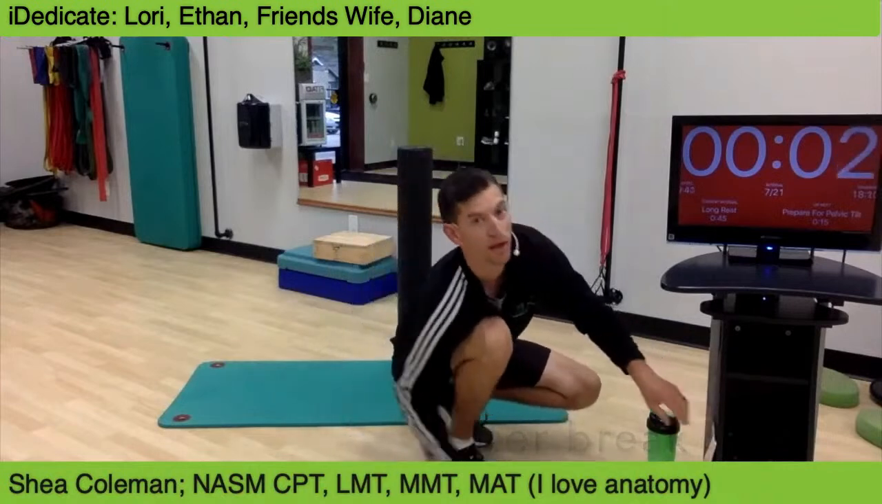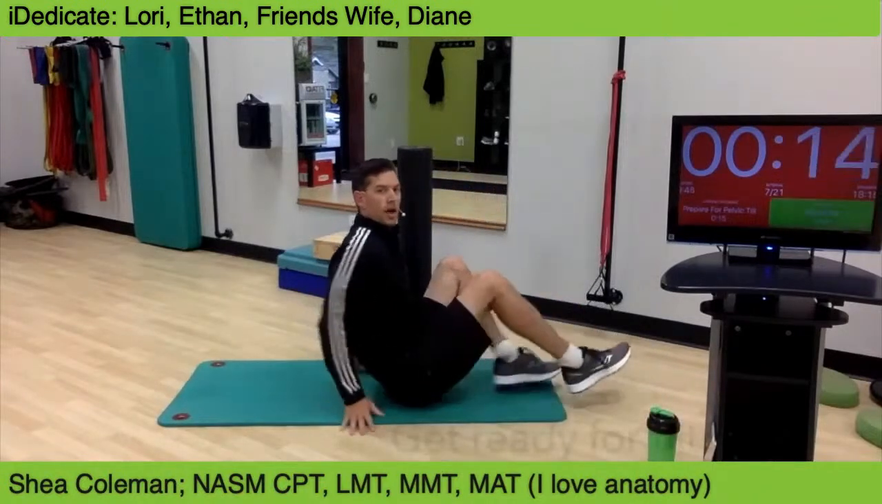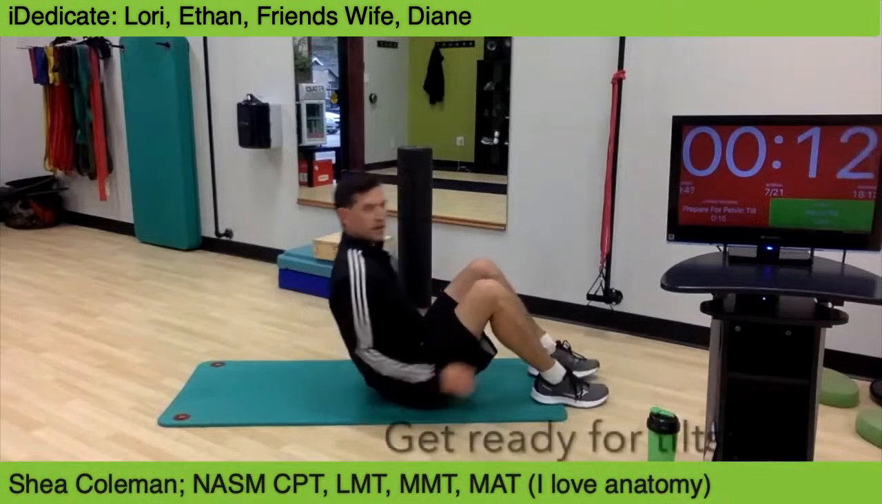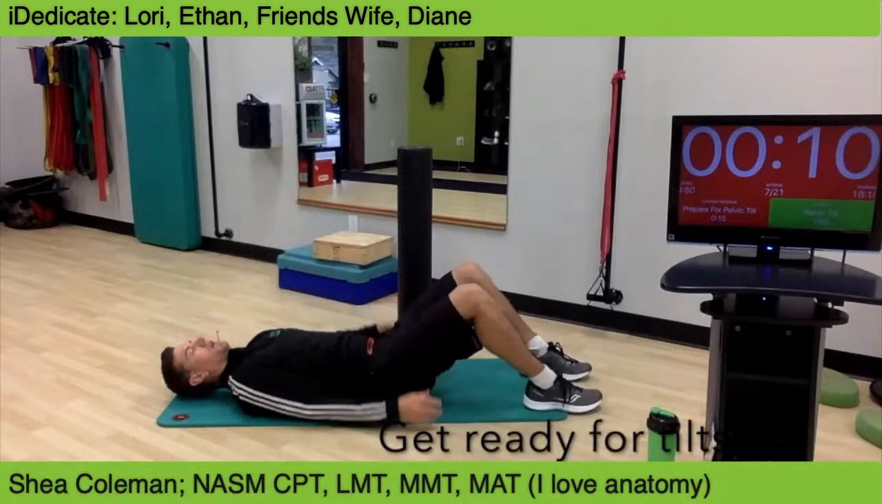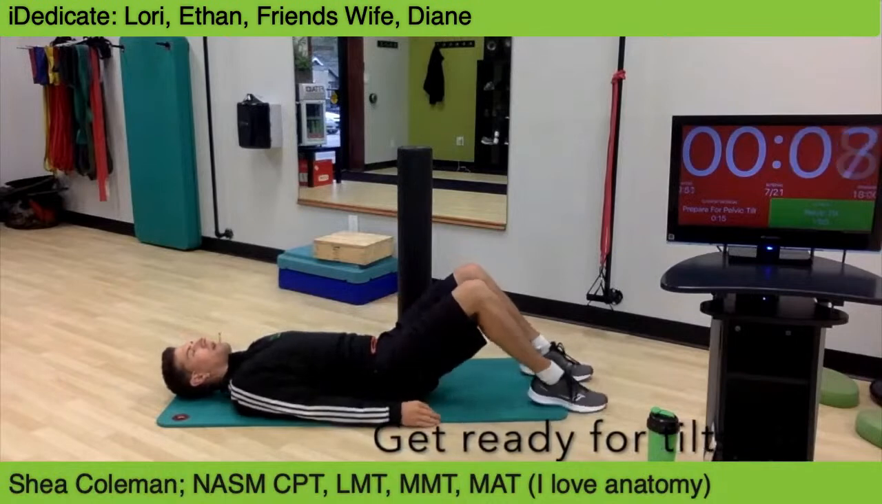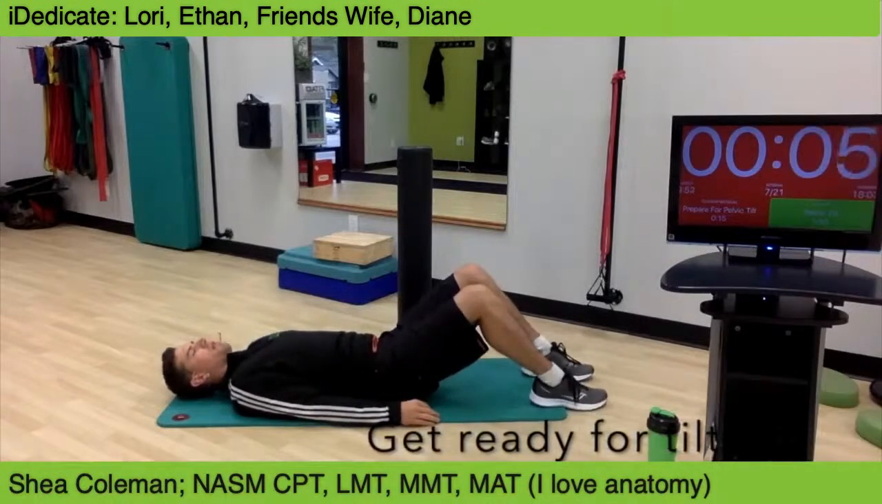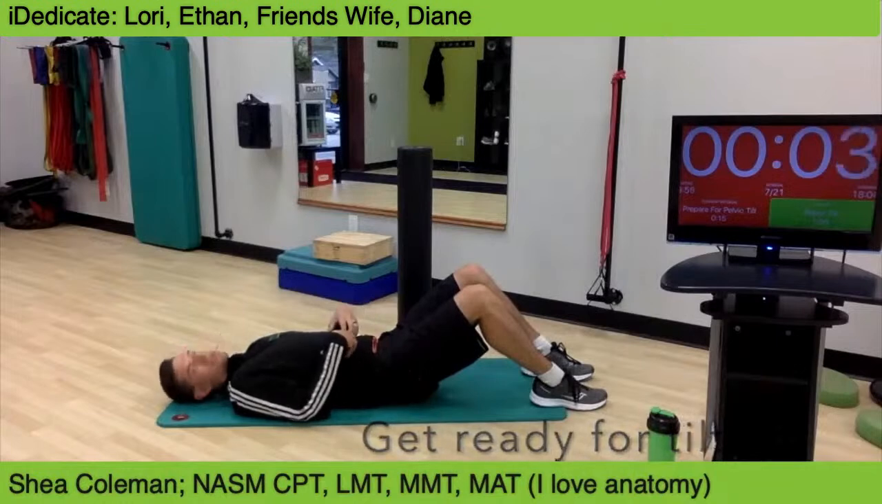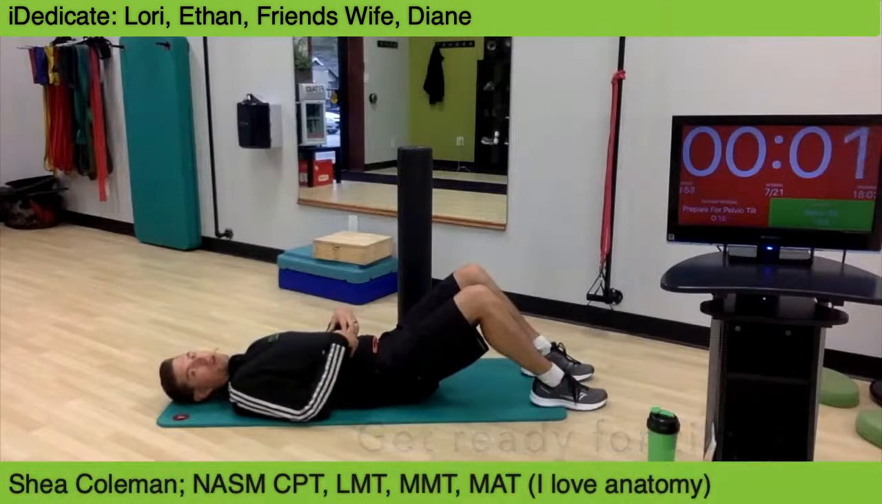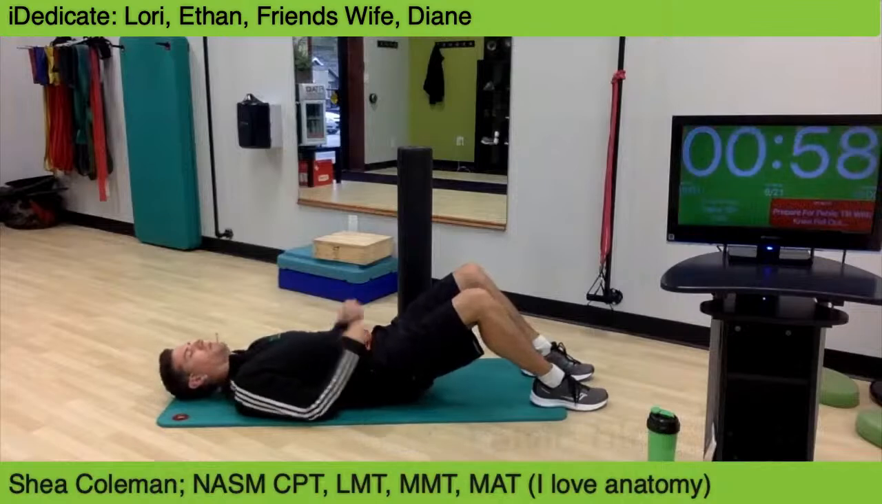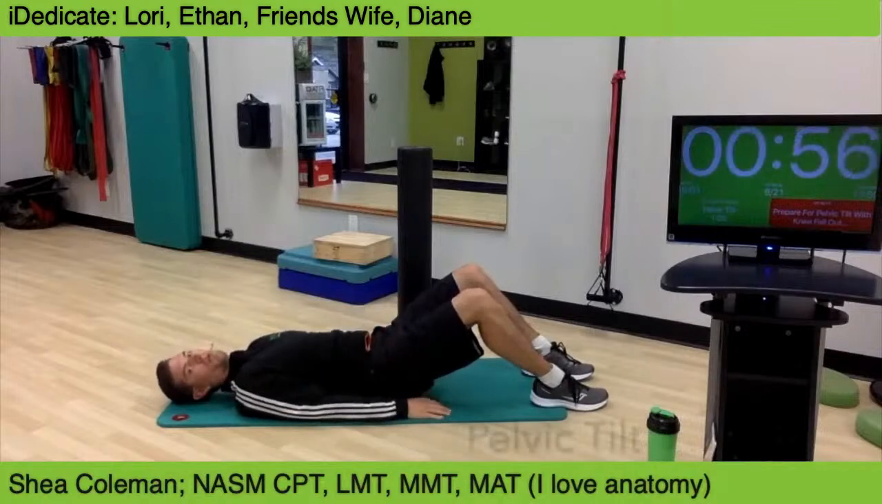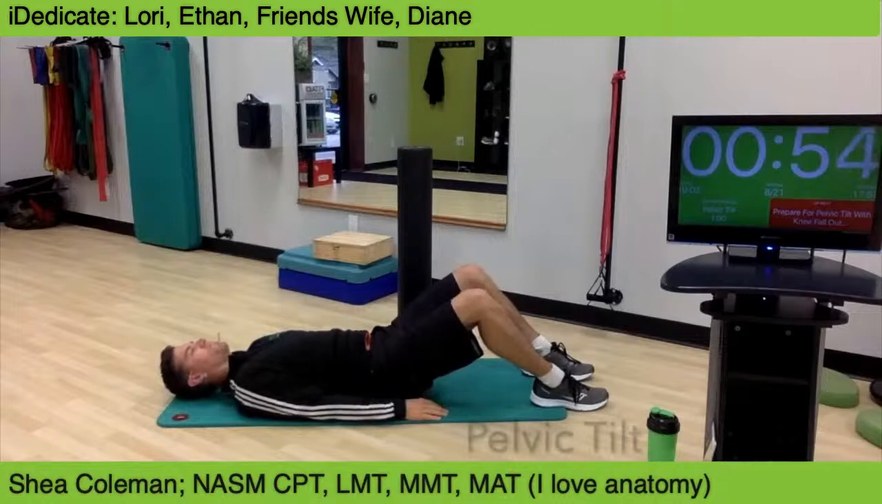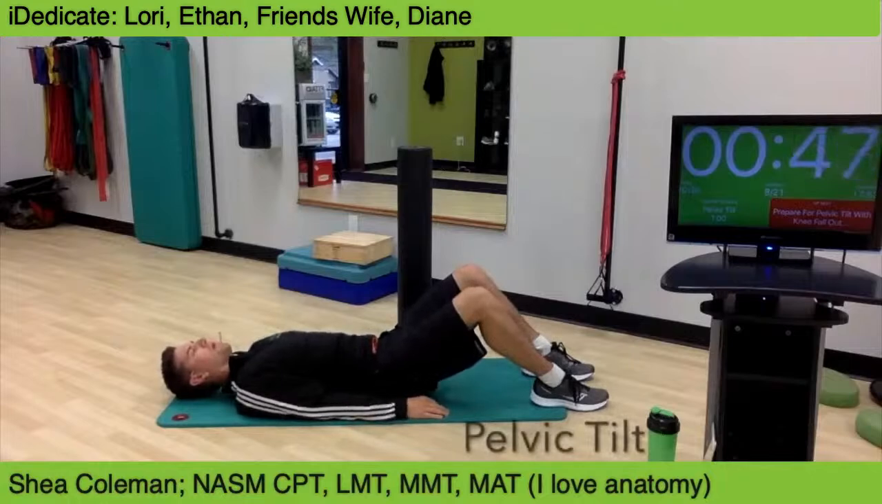3, 2, 1. Prepare for pelvic tilt. 3, 2, 1. Pelvic tilt. Good, solid squeeze through your Kegel and core compression. Gently lift 50% of the weight off your feet, right? So you shouldn't even move. There should be no movement added in. It's just a tiny bit of a lift.